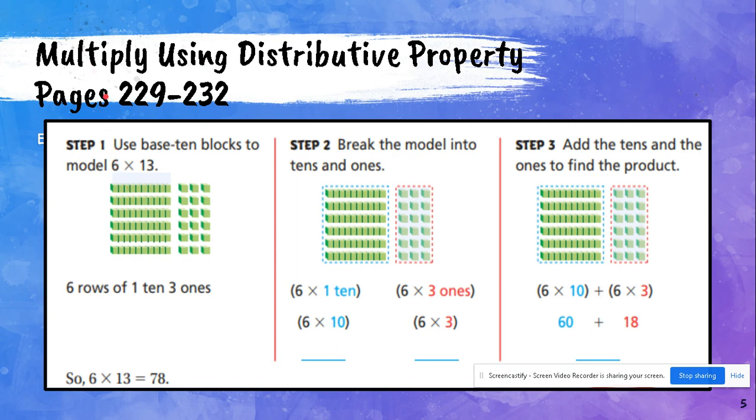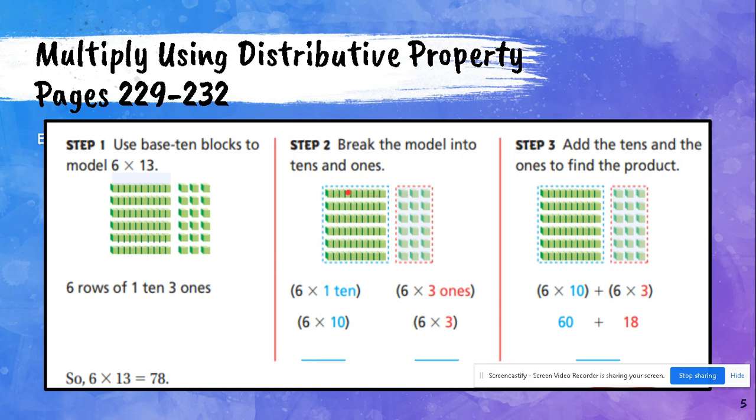Now, what I really do want you to practice is pages 229 all the way to 232. We're basically just multiplying. So here we have 6 times 13. 10, 11, 12, 13. And how many times do we want it? 6 times. So you can draw a picture, or you can easily multiply. So here they broke it down. We have 13 6 times.